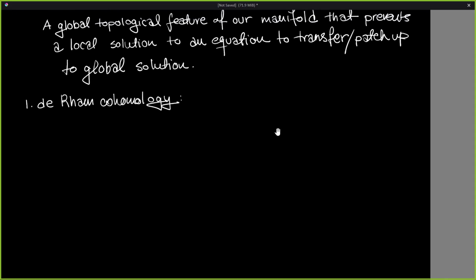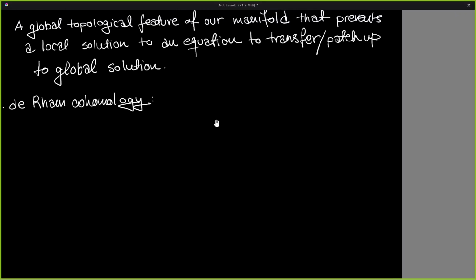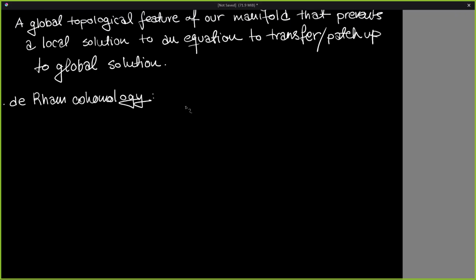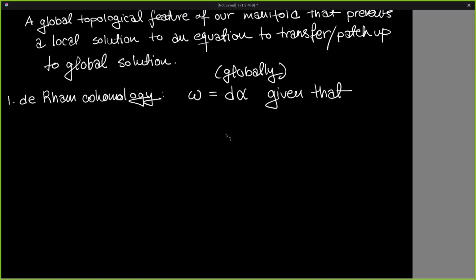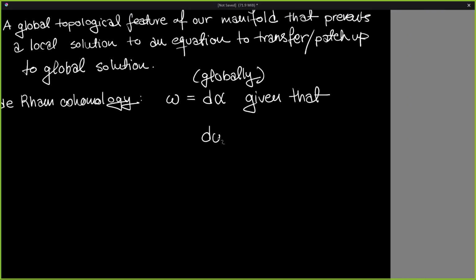And in this situation, we would like to solve the equation omega equals d alpha, given that, well, globally, as we said, a global form omega that is the exterior derivative of some other form, given that d omega is equal to 0.